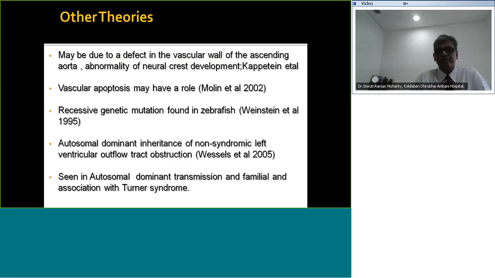Well, there are other theories also. Kappetein et al. think it's due to a defect in the vascular wall of the aorta because of an abnormality in neural crest development. Mollin et al. think it's vascular apoptosis. There is a recessive genetic mutation found in the zebrafish, which was reported by Weinstein et al. Coarctation as an autosomal dominant inheritance of non-syndromic left ventricular outflow tract obstructions was reported by Wessels in 2005. So it's also seen in autosomal dominant transmission in families and in association with Turner syndrome.